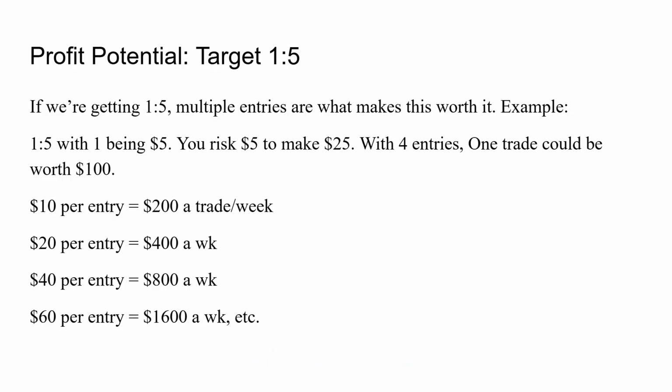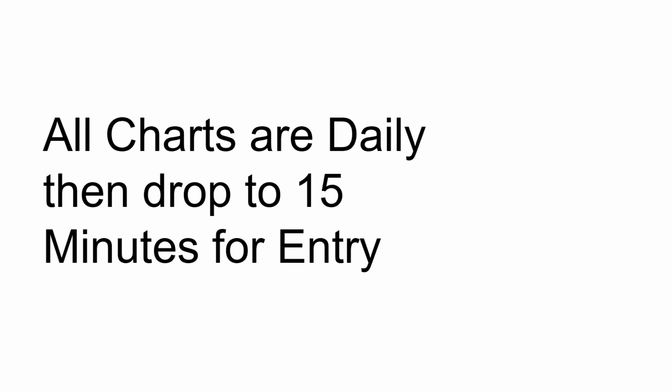For example, let's say you just start out risking $5 per entry. You're risking $5 to make $25 per entry. So with one trade, that's going to be worth $100. But we have to remember to think long term. If you're risking $10, $20, $40, $60 per entry, obviously you see the profit potential there as your account continues to grow. Or if you have a funded account, obviously these numbers will look different to you. However, that's what you would be looking at. So let's get into it here.